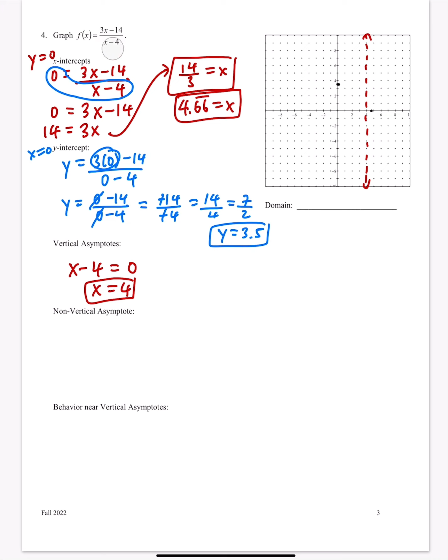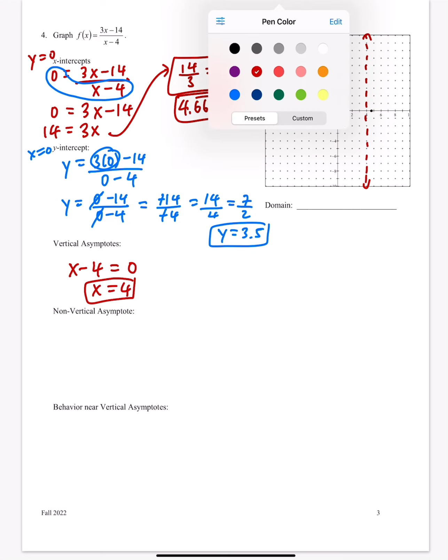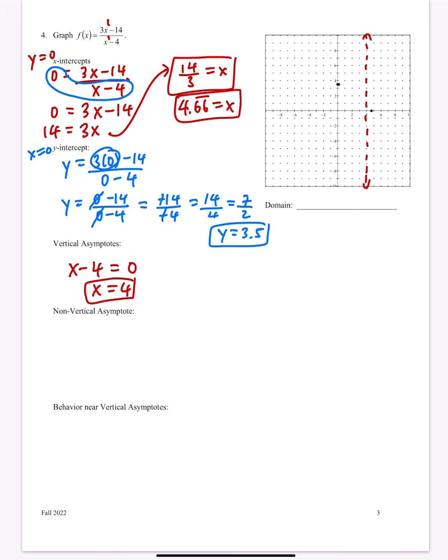To find the horizontal asymptote, notice that these two have the same degree. It is 1, because it's x to the power of 1. So the easy way to do it is simply to say y is equal to 3x over x. That's like saying 3x over 1x. So the horizontal asymptote is y equals 3.